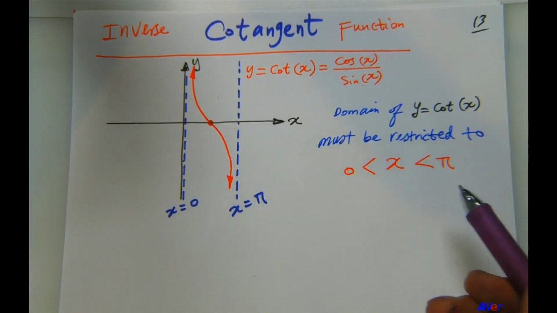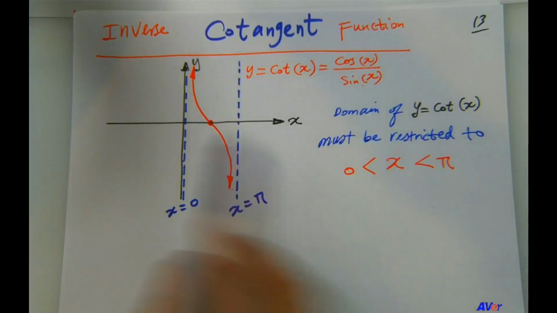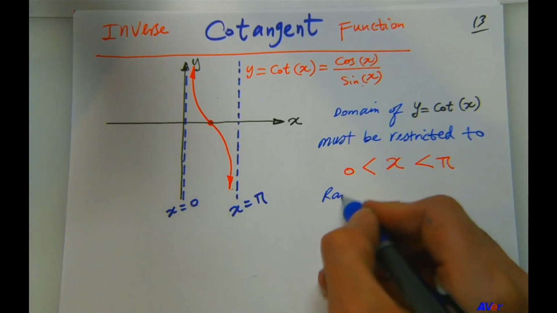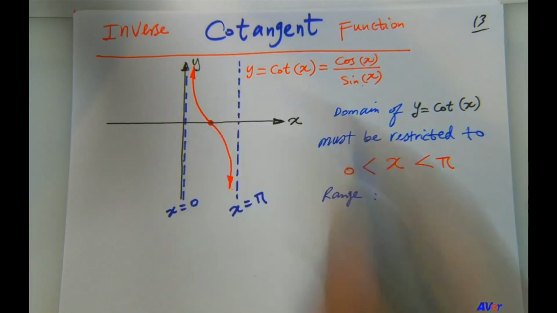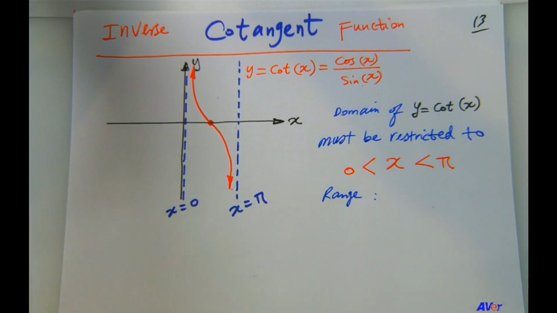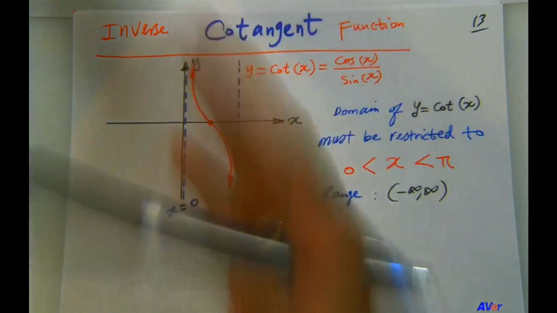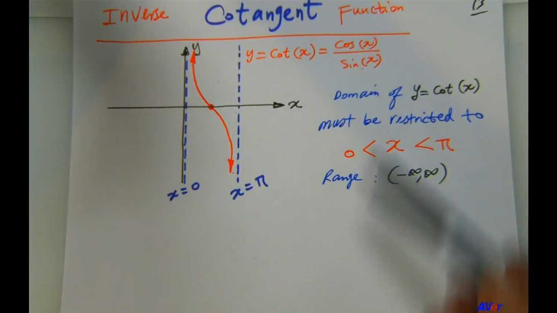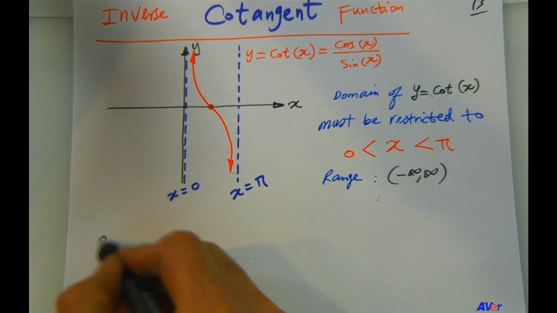Okay, so what about the range? The range here is negative infinity to infinity, right? There is no restriction there. It's the domain that has to be restricted. So the range of this cotangent function is negative infinity to infinity along the vertical or y-axis. Okay, this is important because when we write the domain and range for the inverse cotangent function, these two, the domain and range, are swapped. Okay, so let's write that down.